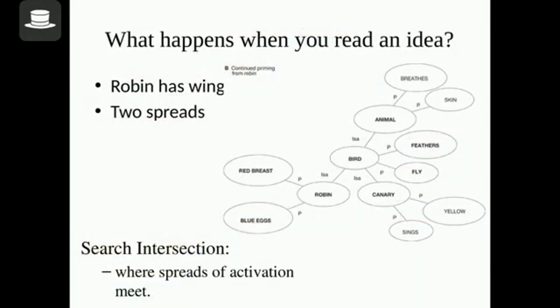The third one is, for instance, if you're reading a sentence like "Robin has wings," there are two spreads here. One spread starts from the concept Robin, the other from the concept wing. If I say Trump is the 45th president of the United States, those two concepts get activated and spread. The next thing that happens is that these two ripples will intersect. It's called search intersection. Search intersection is when spreads of activation from two different concepts meet. That means you have comprehended the sentence.